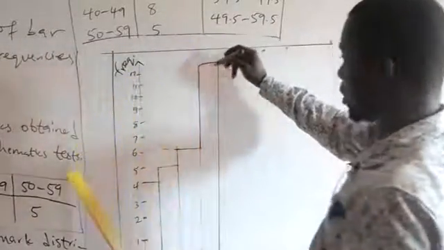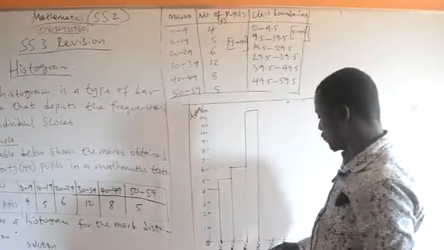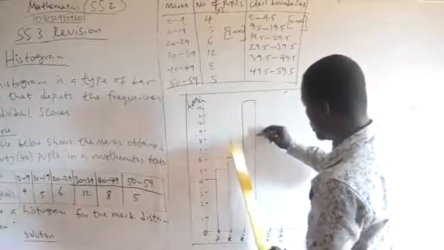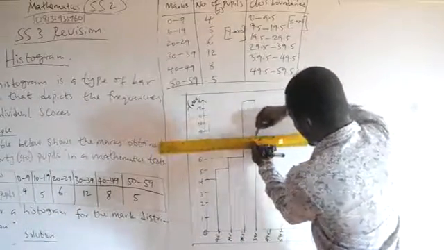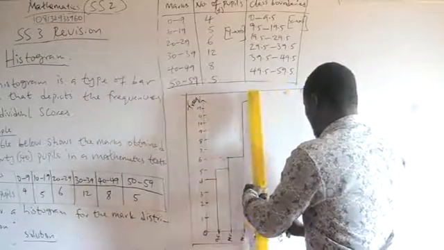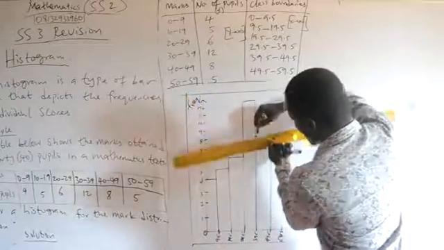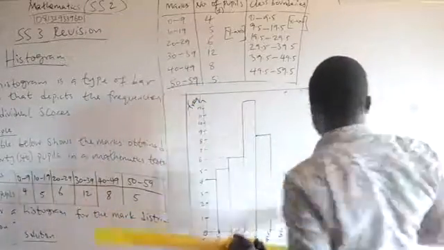Then the next one, between 39.5 from the table and 49.5, the frequency is what? It is 8. You know where 8 is? This is 8. You trace your 8 like this. Mark this point. Then you trace it to where you have that point, and from this point, join it with a straight line. This is 8. Are you getting it?